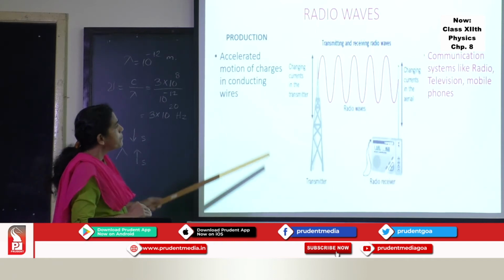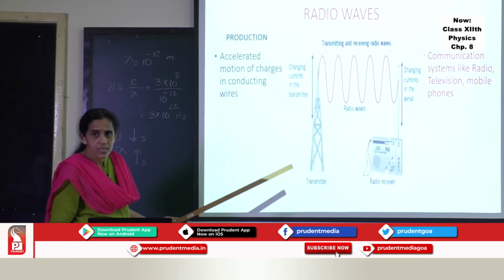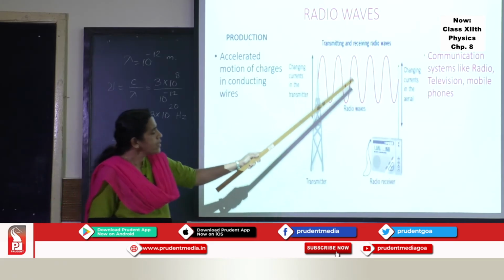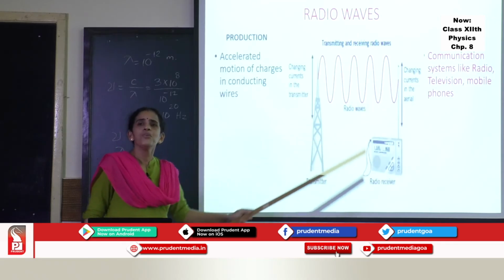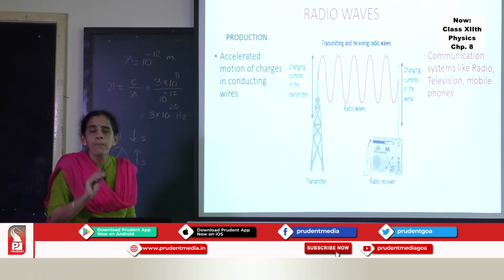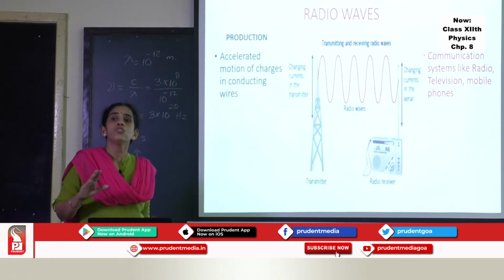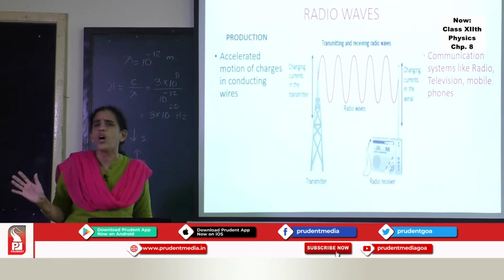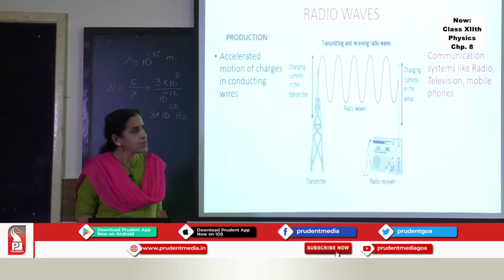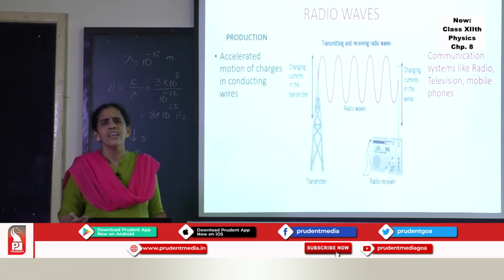Okay? So here, changing currents in the transmitter. You have seen these types of transmitters, our Doordarshan transmitter, yes? Then waves are coming, your radio is receiving it, you get the program. Now your phone, your laptop, your TV, the basic principle is the same. Okay? And the topic communication using electromagnetic waves is a very vast topic. Now, uses I don't have to say, everybody knows. Communication systems, radio, television, mobile phones, and many more.